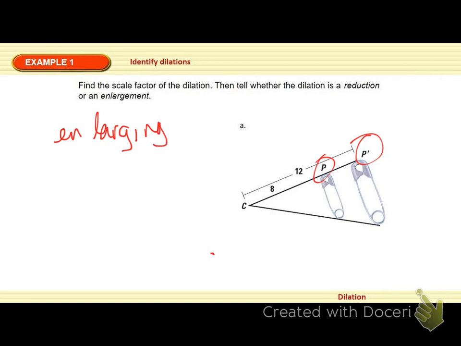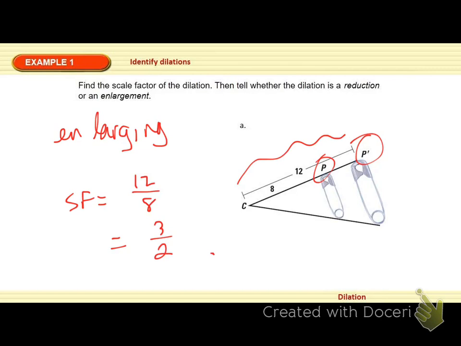Now, as far as the scale factor goes, then we want to compare the prime to the original, the after to the before. And we have a distance from the center of dilation for each of these. CP prime is going to be your prime, so that needs to go in the numerator, so 12. And then 8 is CP, that's the distance from the center of dilation to the original figure. And if we reduce that, we get 3 to 2. And so we can obviously tell that we're enlarging. This is enlargement because we're going from a smaller paper clip to a bigger one.